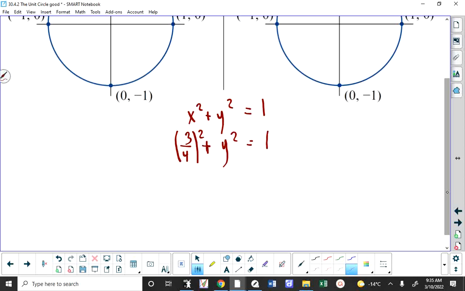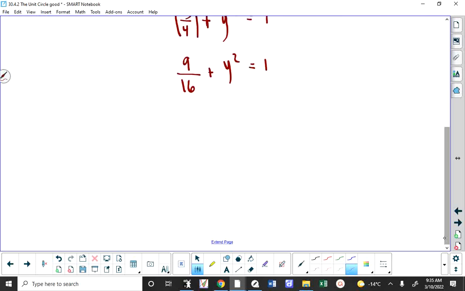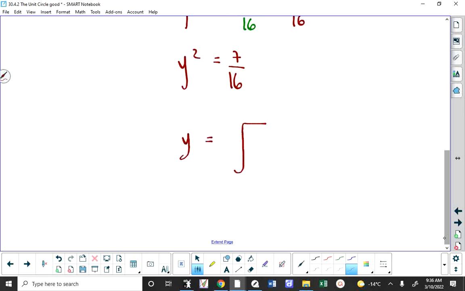So what does it mean? It was 3/4, wasn't it? Okay. What does it mean when I square 3/4? It means that I square the numerator and I square the denominator. So now I have 9/16 plus y squared equals 1. I can subtract 9/16 from both sides. Well, 9/16 taken away from 1 is taking 9/16 away from 16/16. 1 is 16/16. So you have 16/16, you're subtracting 9 of them, you're left with 16 minus 9 is 7/16.